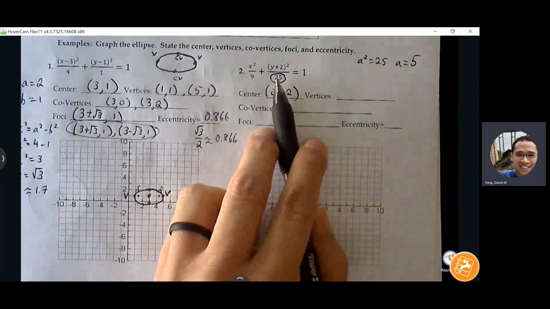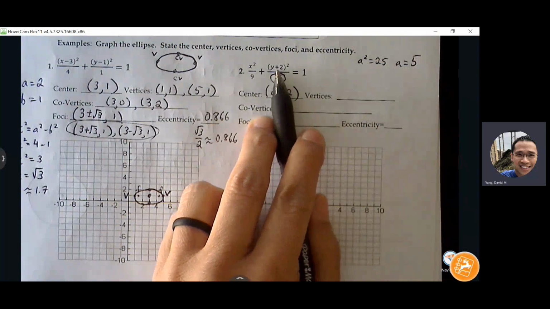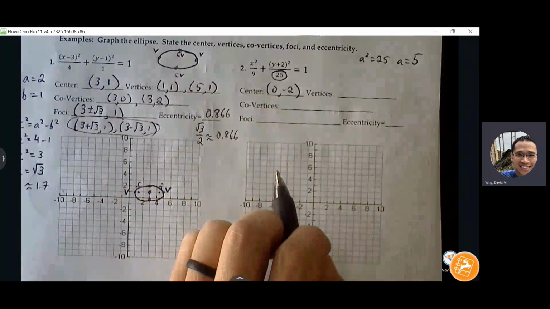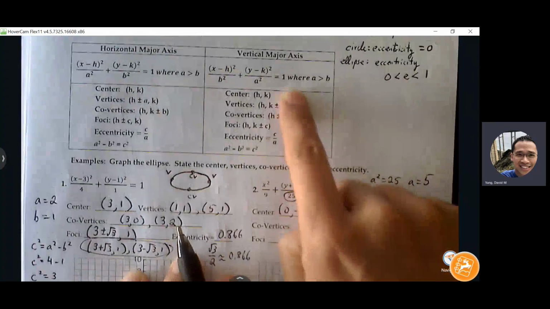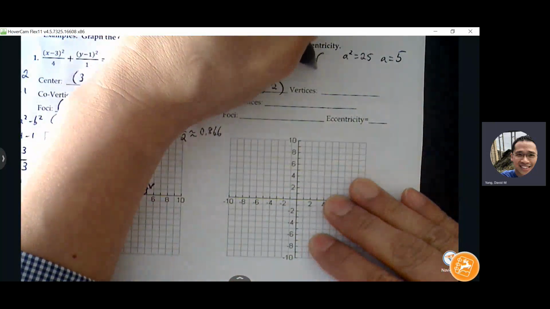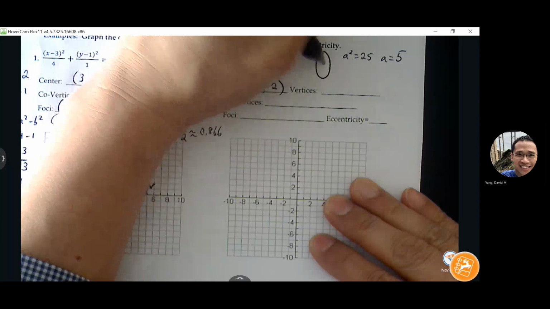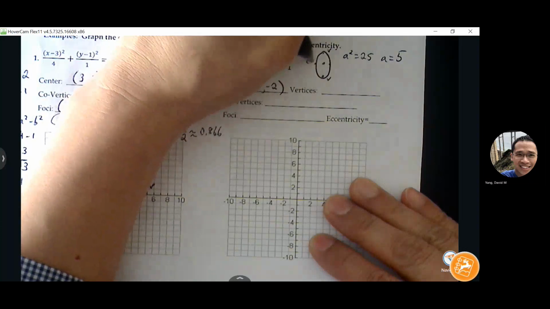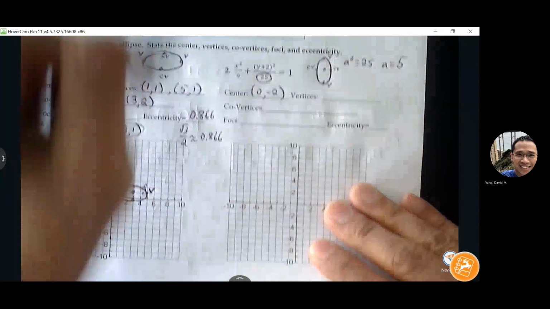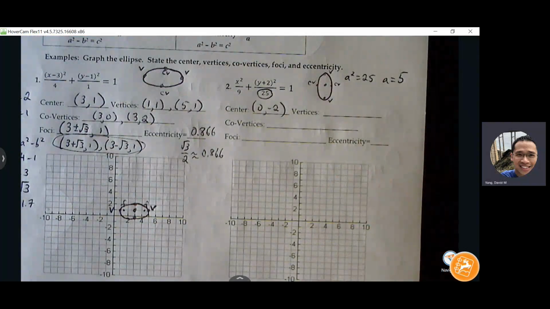Now look at that 25 there. It's under the Y. So is this going to be a vertical or horizontal major axis? Vertical. Yeah, this is going to be a vertical major axis. Okay, so you know that your ellipse is going to look more like this. And then your foci will be along the vertical or along the horizontal.